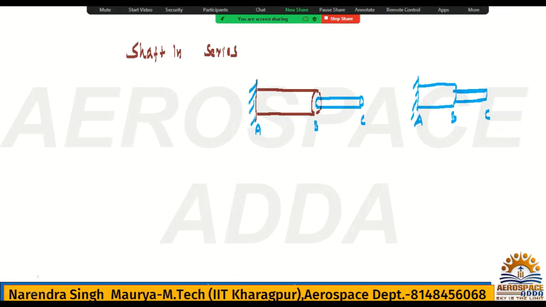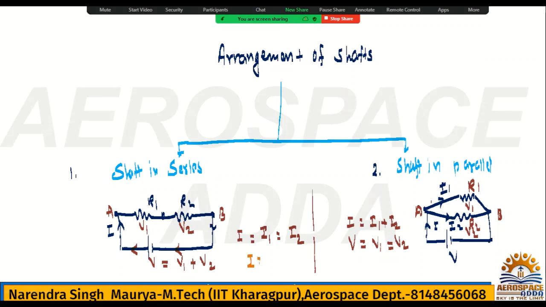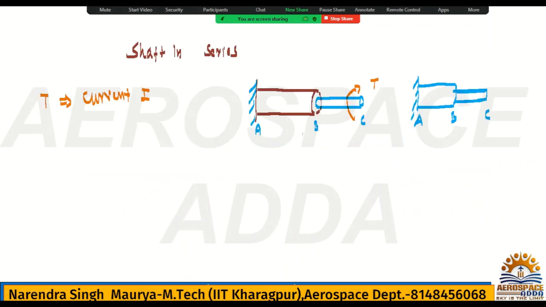So if you apply torque at, suppose, this end here, in the case of series, the torque T is analogous to the current I. It's an analogy. In case of a series circuit, you have seen that the current I is constant. So this torque will be constant for both, I mean for A to B and B to C. So the torque in shaft A to B will be the torque in shaft B to C, and this torque will be the same for both.